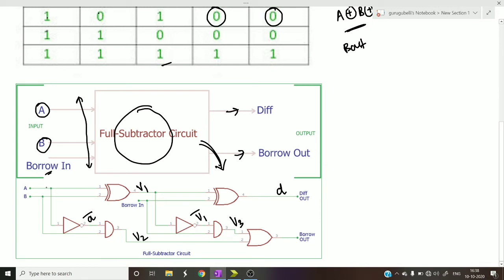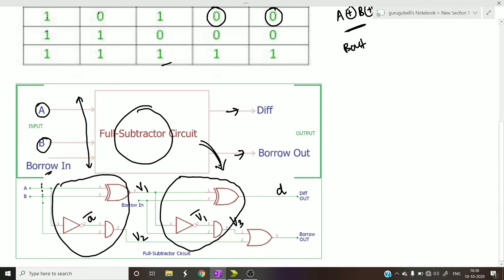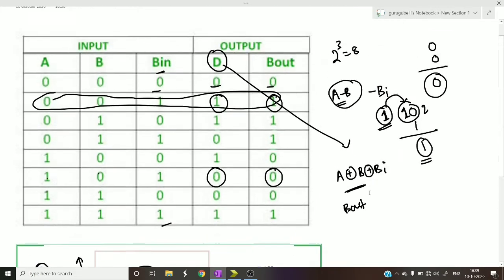In the later stages of our tutorials, we will write the code for the full subtractor using instantiation of half subtractors. Now if you look here, this part can be modeled as a half subtractor and this part can be modeled as a half subtractor. Using instantiation, if you know the code for a half subtractor, then you can write it for a full subtractor. That is the reason why I took this part as borrow out, not carry, borrow out.